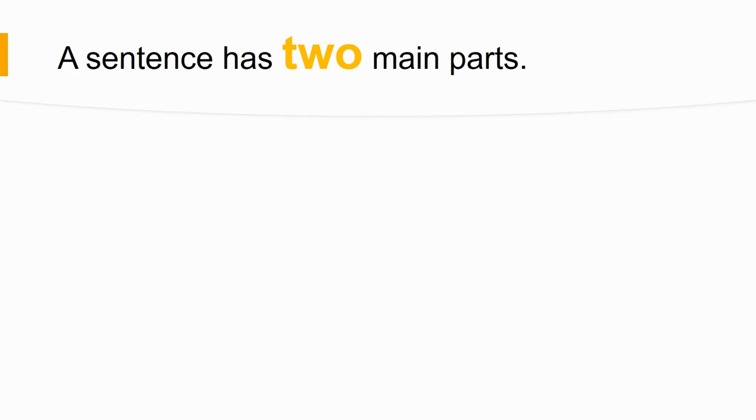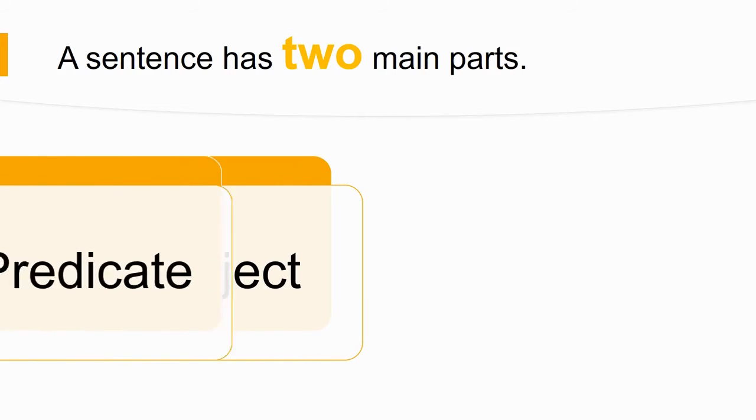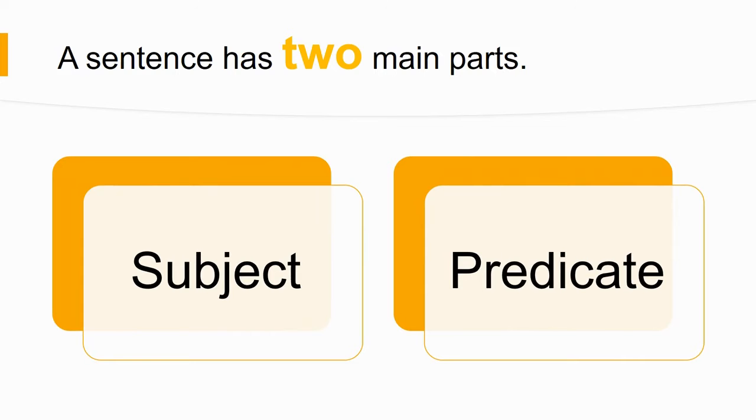What we must first remember, boys and girls, is that a sentence has 2 main parts. When you break up a sentence, you can break it up into 2. It has a subject and a predicate part.